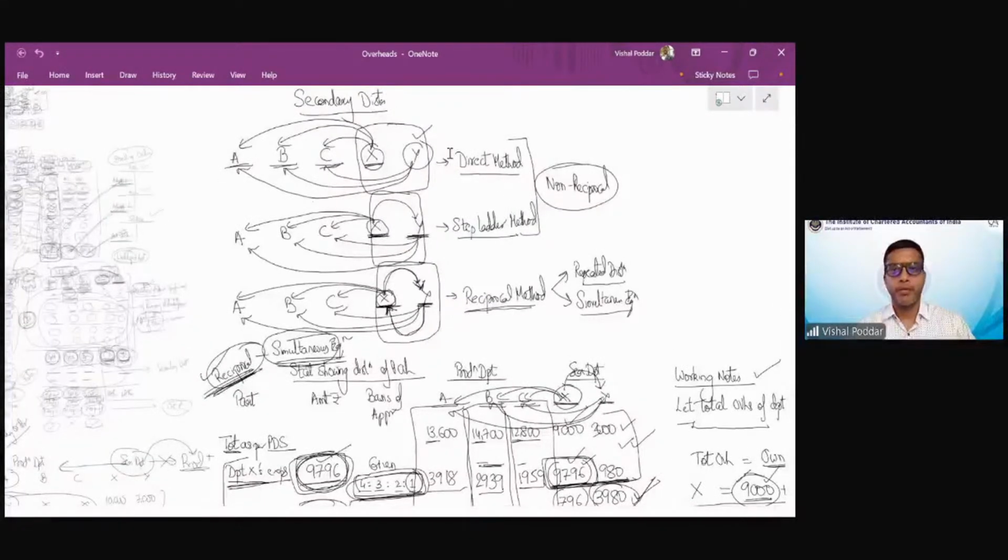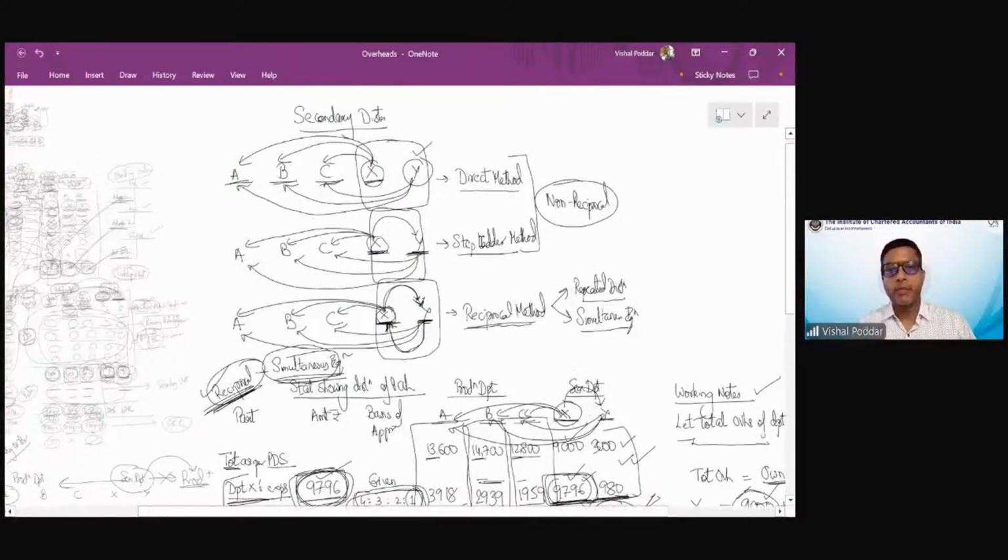This method is applied whenever the service departments are providing services only to the production departments, not to any one of them. Step ladder method is applied whenever one of the service departments is giving service to another, but that another service department is not reciprocating by giving service to the first. That is what is step ladder. Both come under the broad category of non-reciprocal methods. Why non-reciprocal? Because they are not giving to one another.